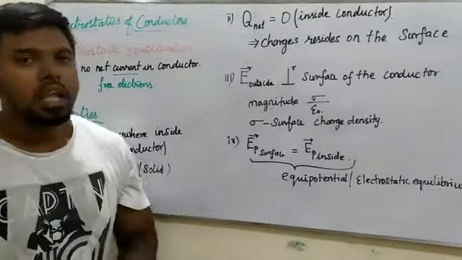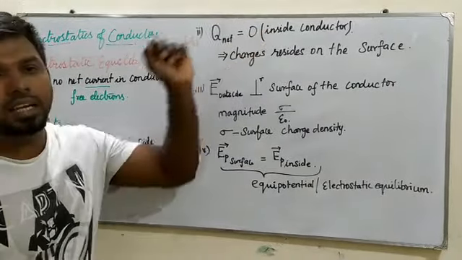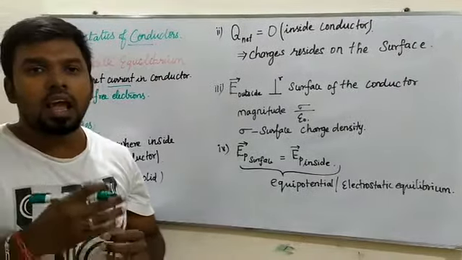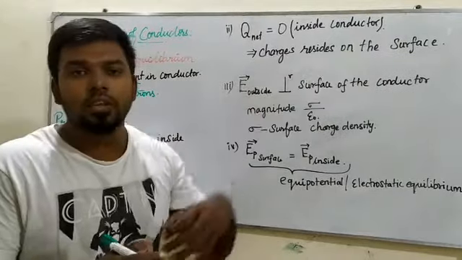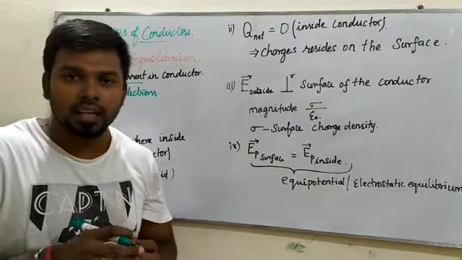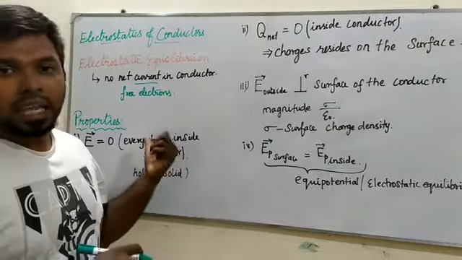Second property, the total net charge is zero inside the conductor. This gives us an idea that the charges always reside on the surface of the conductor. Inside the conductor, the total net charge is zero, which means that there is no electric field.